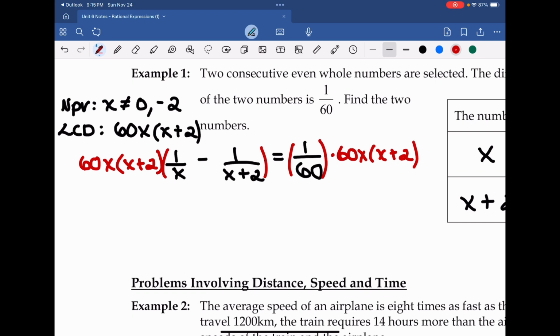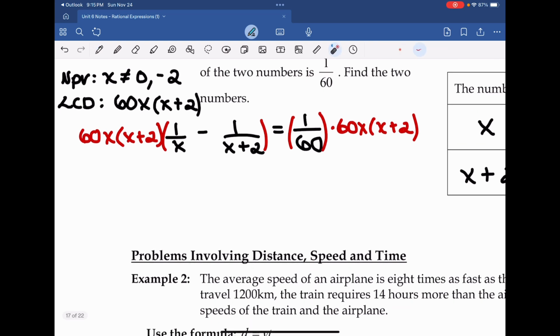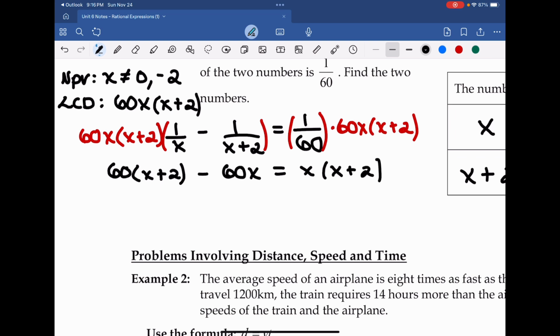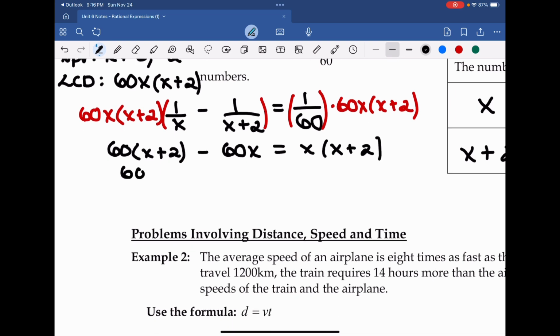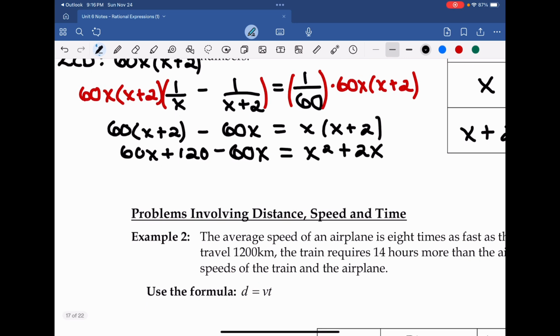Perfect. Now we're going to distribute this 60 times x plus 2 into all the terms. When we multiply it into the first term, the x's are going to cancel, and this is going to leave us with 60 times x plus 2. For the second term, 1 over x plus 2 times this LCD is going to give us 60x, which is equal to, on the other side, the 60s cancel, and I get x times x plus 2. Now let's expand this out. It's going to become 60x plus 120 minus 60x is equal to x squared plus 2x. What we should do now is cancel terms, or combine like terms if possible.